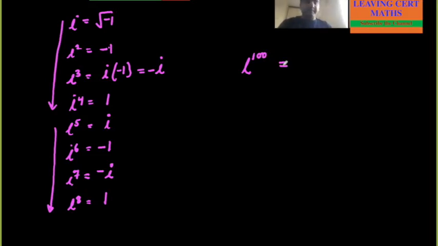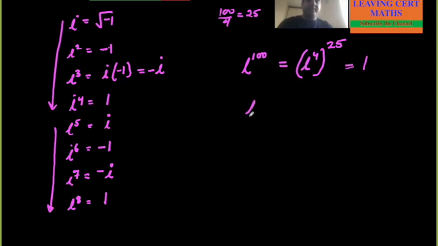So if someone asks you the value of i to the power 100, what I will do is 100 divided by 4, which is 25. So it is i to the power 4 to the power 25. Does it make sense? The powers get multiplied, you will get 100. So this is 1, and everything will be 1, right?